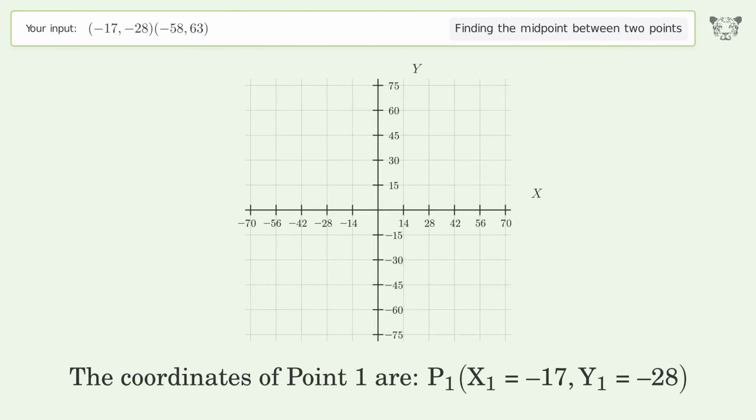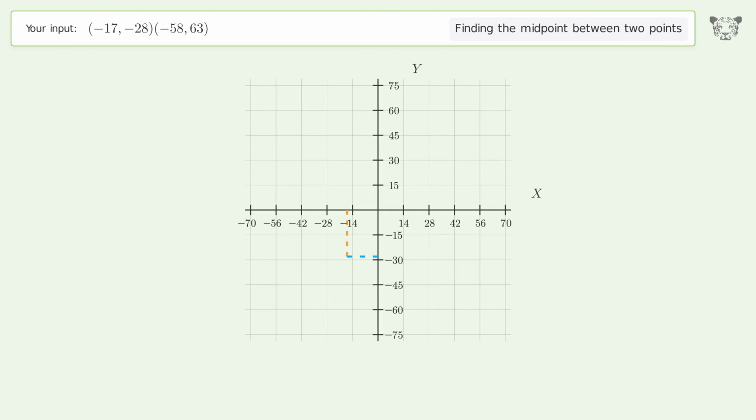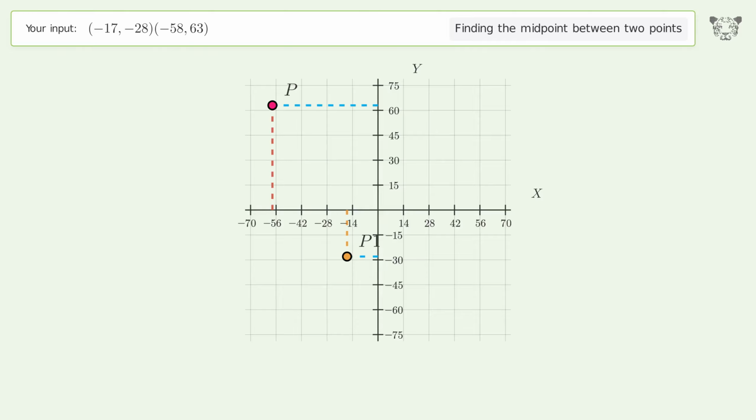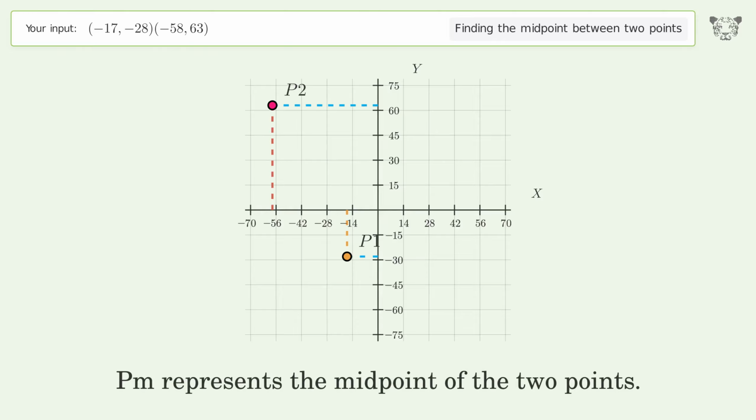The coordinates of point 1 are x1 equals negative 17, y1 equals negative 28. The coordinates of point 2 are x2 equals negative 58, y2 equals 63. PM represents the midpoint of the 2 points.